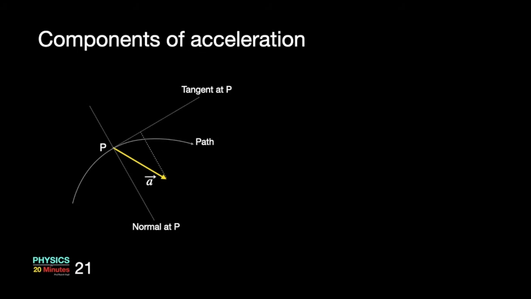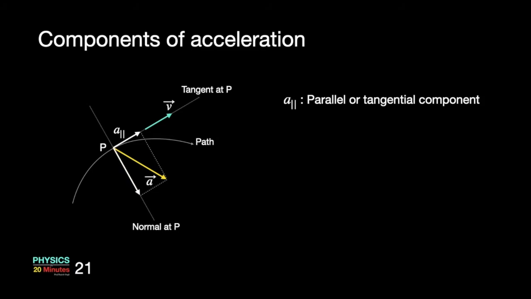Now this acceleration vector can have two components, one along the tangent. This component can be called the parallel, that is, parallel or tangential component. This component will point along the velocity vector v at that point. The other component, which is drawn along the normal at P, can be called the perpendicular, or perpendicular or radial component. So the acceleration vector can be divided into two components, a parallel and a perpendicular.